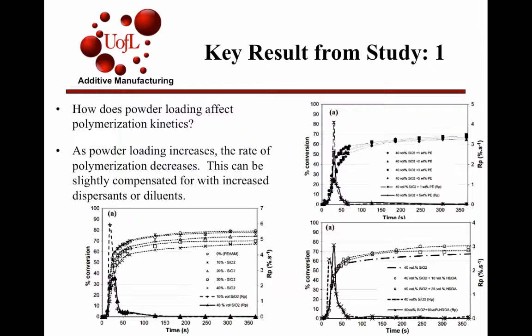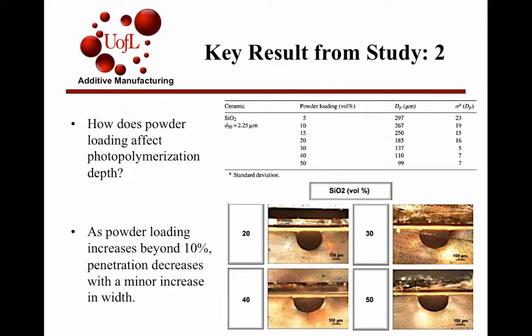And the second study was to actually measure the depth and the width of the polymerization. And you can see here they've got some cross sections. As the silica increased, the depth definitely decreases, but you also gain a little bit of the width of the polymerization. And there's some values up there. They did note that up to 10% silica, there really wasn't a big change in the cross section, but after that it significantly decreases in depth, and you see a large increase, or minor increase, in the width.